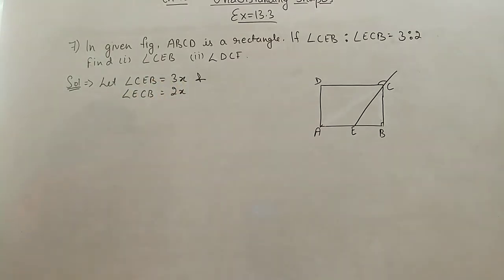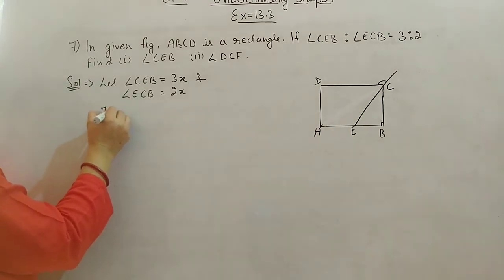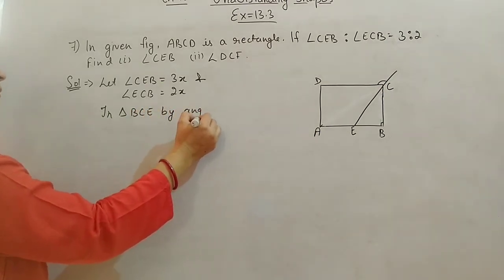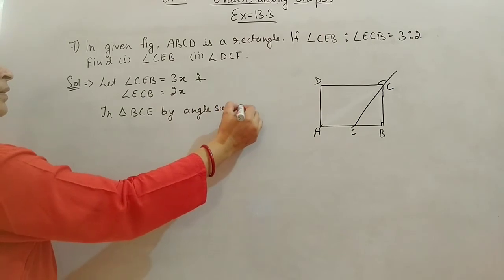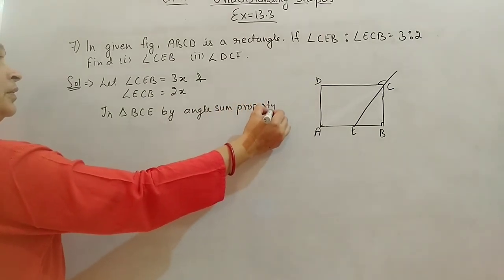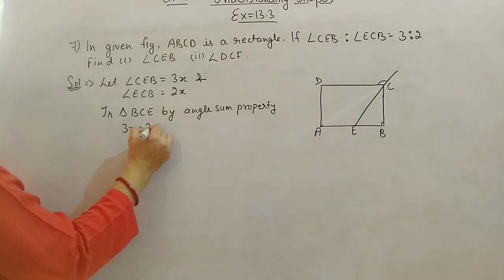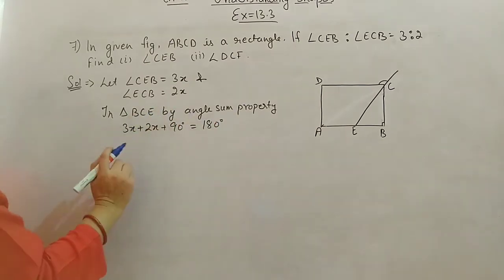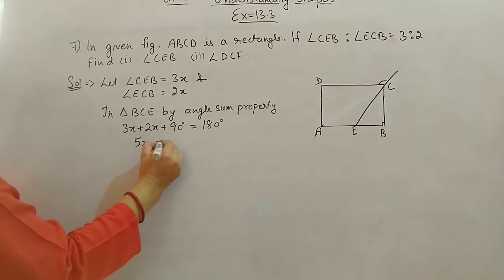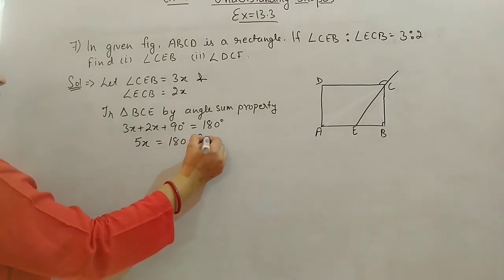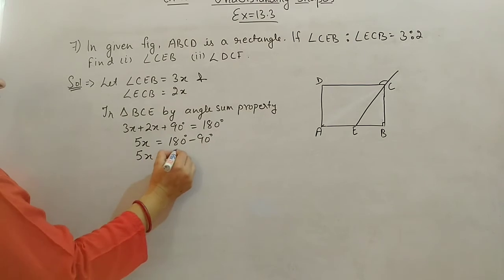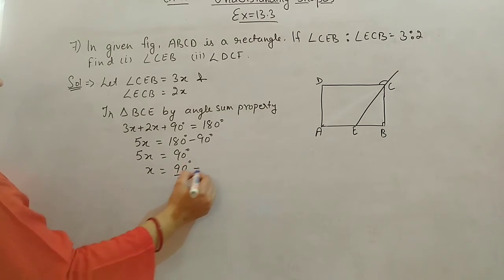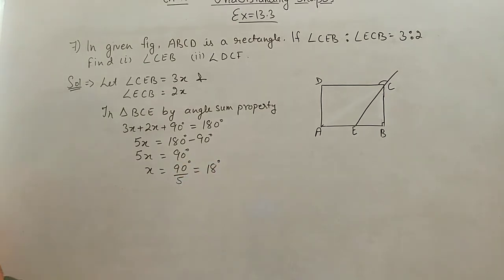Now we can use the angle sum property in this triangle. So in triangle BCE, by angle sum property, 3x plus 2x plus 90, this third angle B is equal to 90, is equal to 180 degrees. So it will become 5x, 90 shift to the other side, 180 minus 90. So 5x is equal to 90 degrees. So x value will be 90 divided by 5, which is 18 degrees.